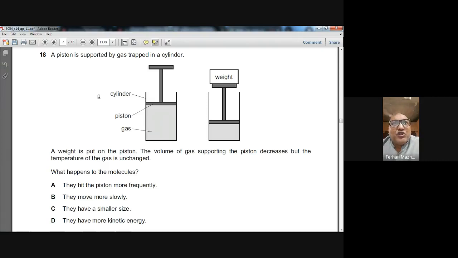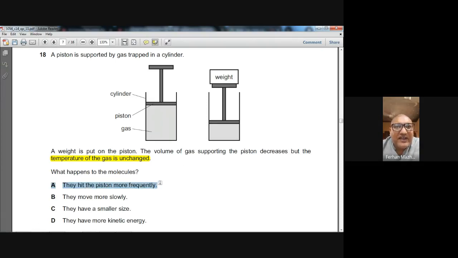A piston is supported by gas trapped in a cylinder. A weight is put on the piston. The volume of the gas supporting the piston decreases, but the temperature of the gas is unchanged. What happens to the molecules? The molecules will come close to each other. The number of molecules per unit volume will increase. The frequency of the molecules hitting the walls will increase. They hit the piston more frequently.